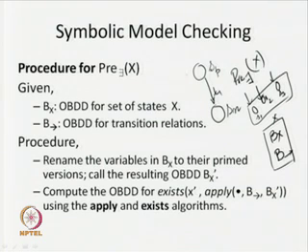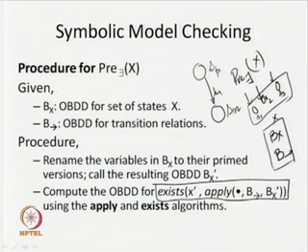The current state will be represented by some state variables. If we need n state variables, we use x1 to xn. To represent Sn, we need another set of variables, and this set is the primed version of the original variables. Now, what we do is rename those variables in Bx to their primed versions. I will explain what we get. Then we compute an OBDD for this operation.